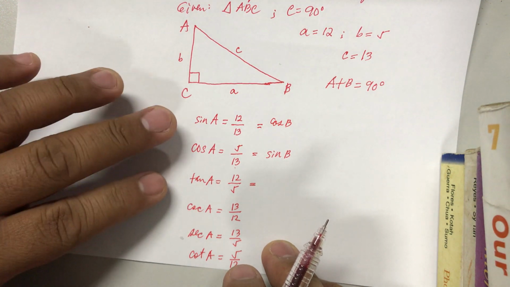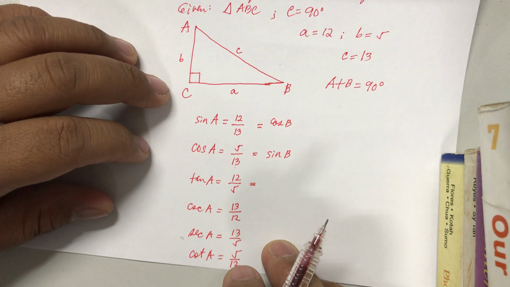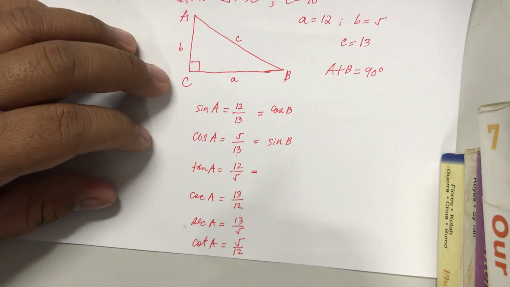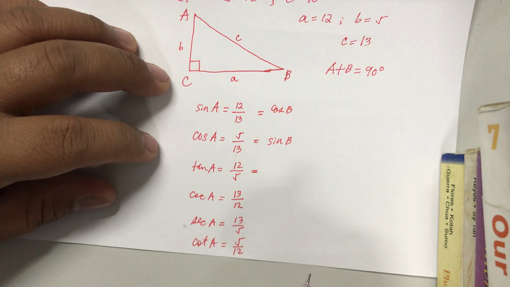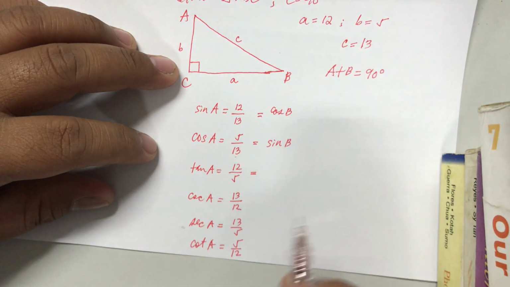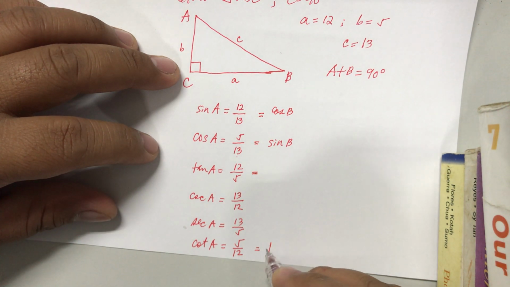Completing the table, completing the illustrations. Next is tangent of angle B. Tangent of angle B, which is opposite over adjacent, is 5 over 12, which is equal to cotangent of angle A.